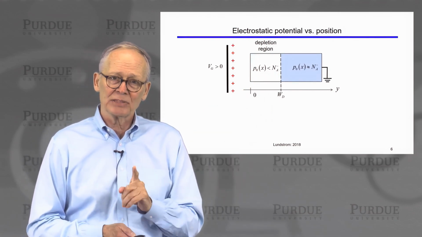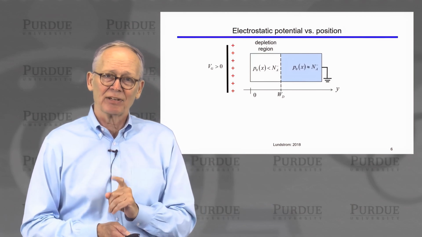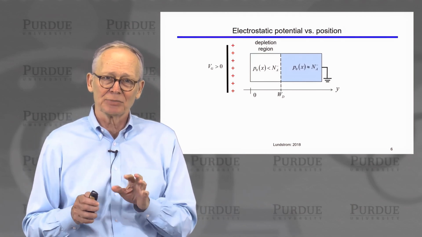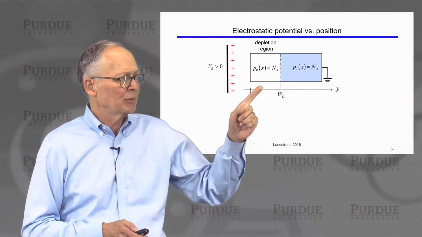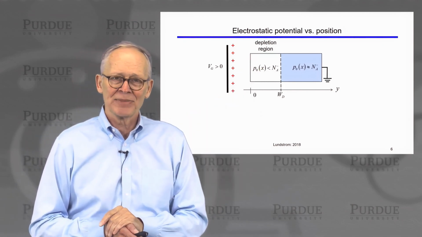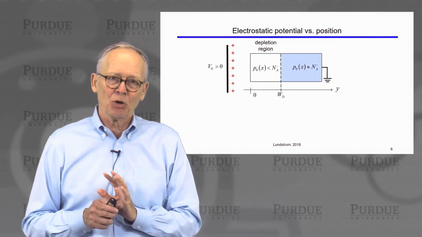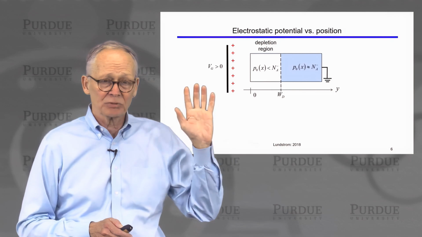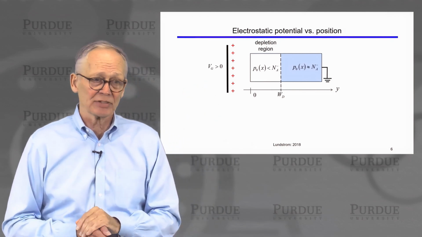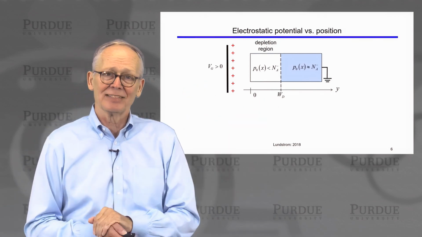Remember, the P-type dopants are negatively charged when they're ionized and doing what they're supposed to be doing and doping the semiconductor P-type. So we're going to have a region that we call a depletion region. It is depleted of mobile carriers, of mobile holes, because our positive voltage on the gate has pushed them away from the surface. It's depleted to some depth, W sub D.